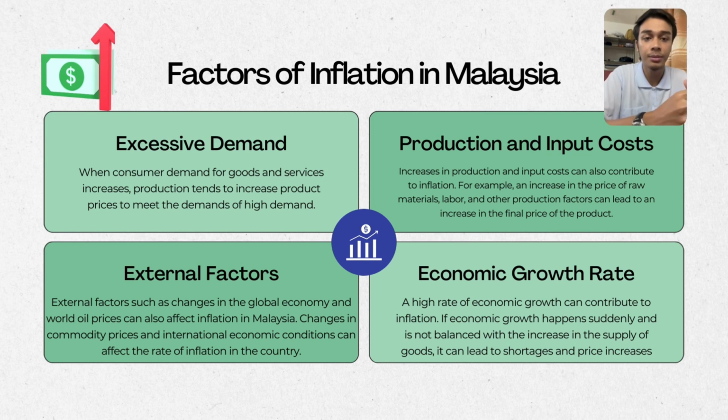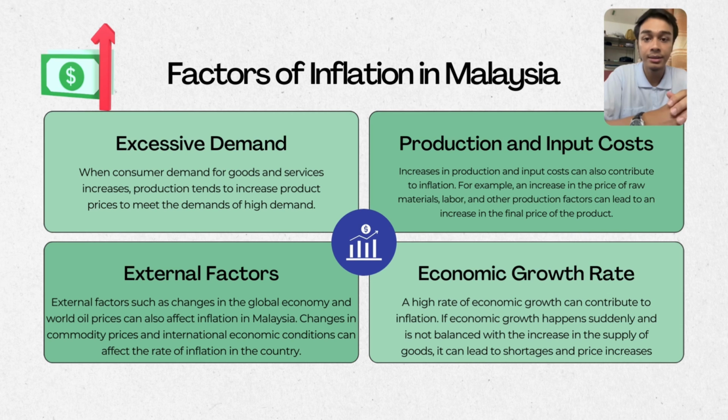So, factor number 2 is production and input cost. Production and input costs can contribute to inflation in Malaysia through a mechanism known as cost push inflation. This type of inflation occurs when the cost of production increases, leading producers to raise prices to maintain profit margins. For example, an increase in the price of raw materials, labor and other factors can lead to an increase in the final price of the product.